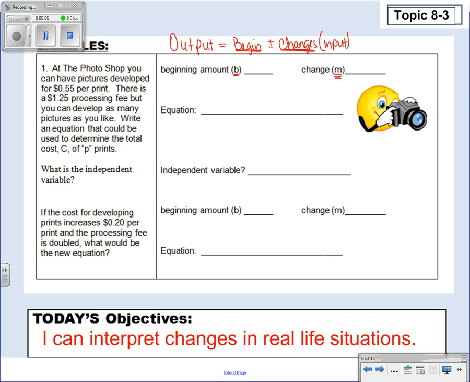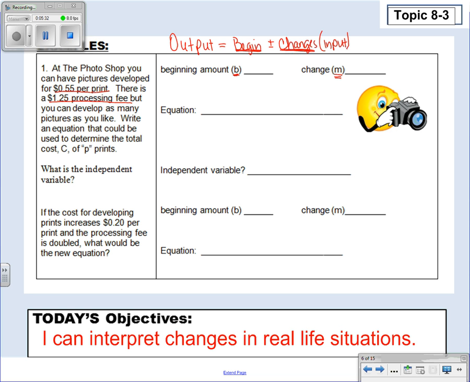So at Photoshop, you can have pictures developed for 55 cents per print. There's a $1.25 processing fee, but you can develop as many pictures as you like. We're going to write the equation that could be used to determine the total cost C of P prints. And so we'll look and we see we have 2 amounts. One is 55 cents per print and the other is a $1.25 processing fee.